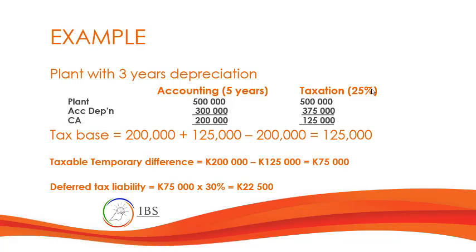So carrying amount, which is 200,000, less tax base 125,000, you have 75,000 kina here. So that is the taxable temporary difference. And then when you multiply it by 30% here, you will have 22,500 kina as your deferred tax. So journal entry will be debit income tax expense and then credit deferred tax liability.